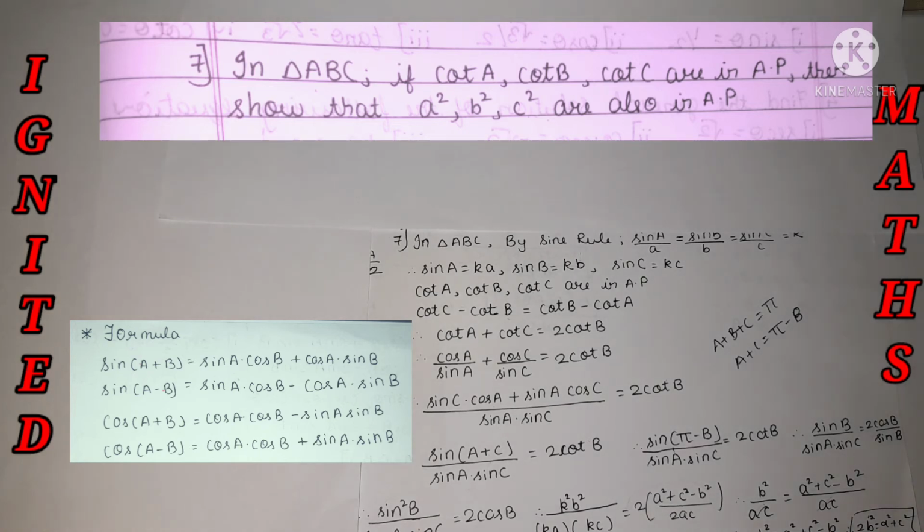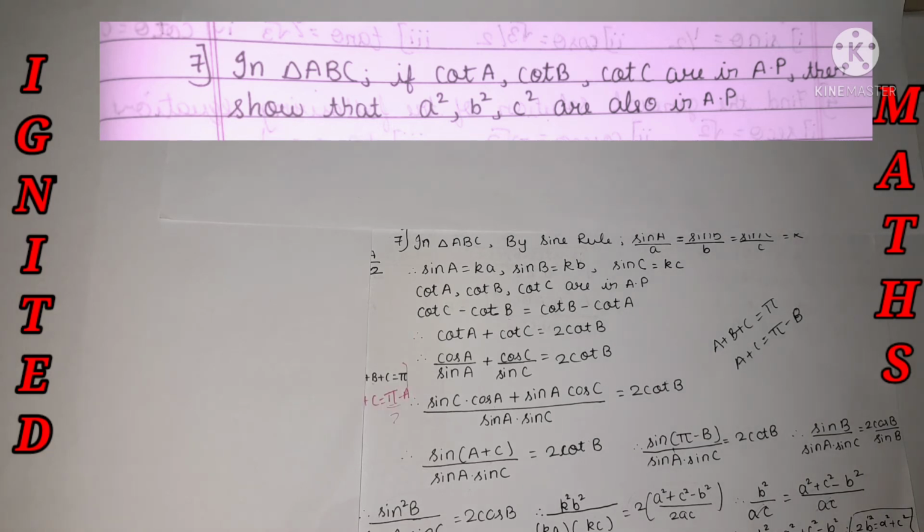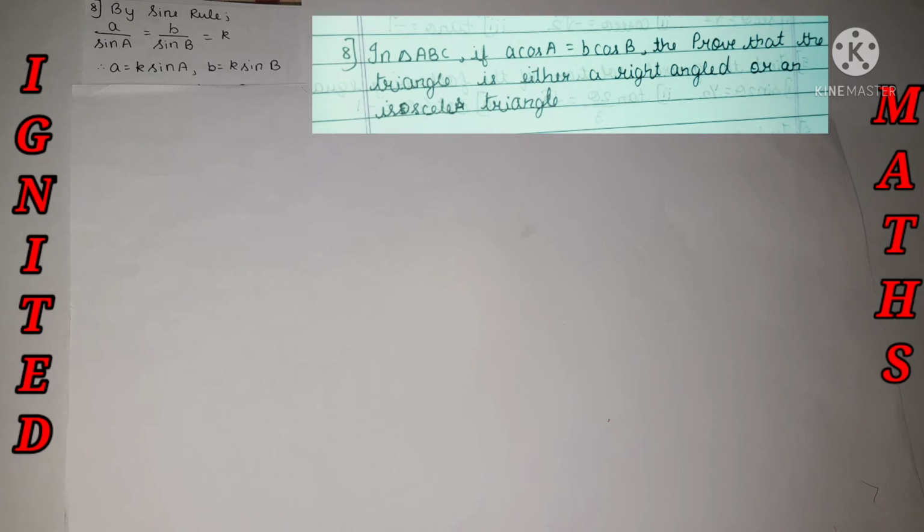2B square is equal to A square plus C square. If it is equal, then A square, B square, C square are in AP. Go to the eighth main question.